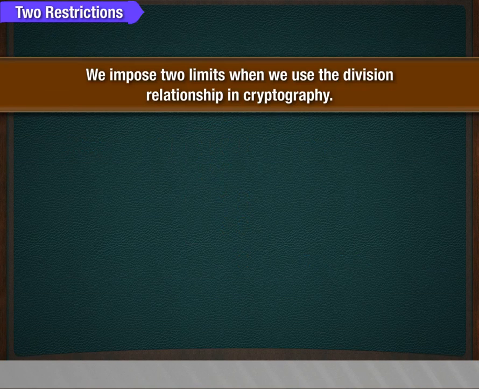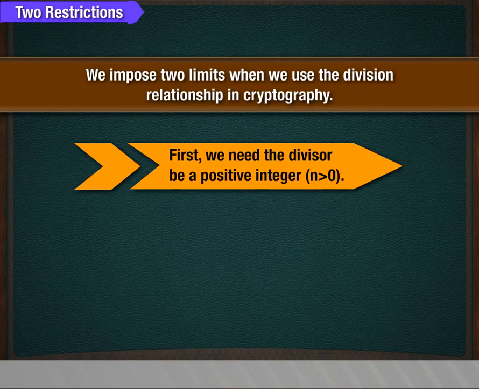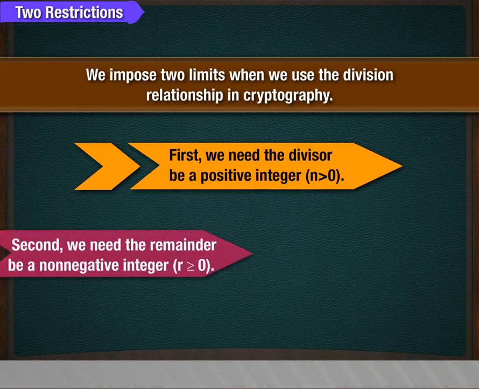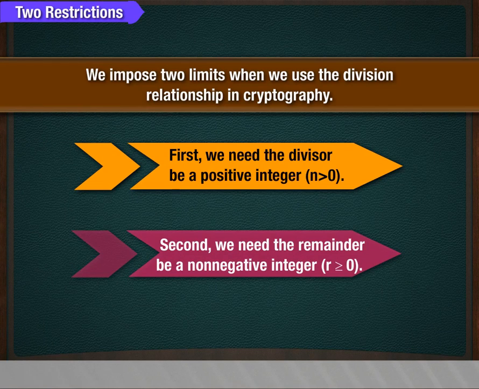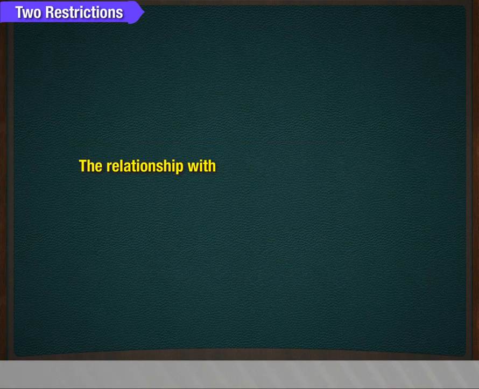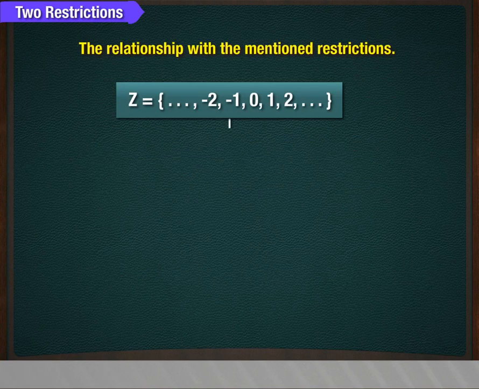2 restrictions. We impose 2 limits when we use the division relationship in cryptography. First, we need the divisor to be a positive integer, which is n is greater than 0. Second, we need the remainder to be a non-negative integer, that is, r is greater than or equal to 0. The relationship with the mentioned restrictions.